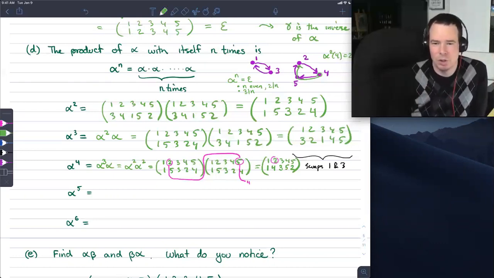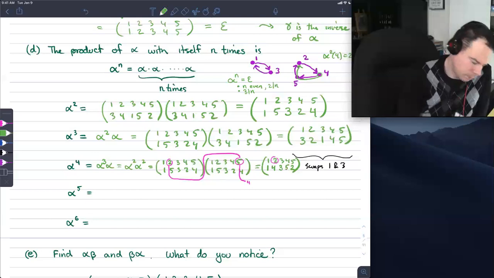And that's a good check, because if I've got any numbers repeating, I know I've made an error somewhere, because this result has to be a permutation. So the second row has to be a rearrangement of the top row.